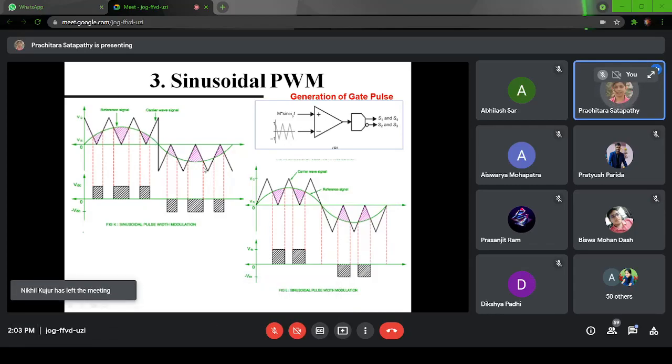Similarly for all the cases, here also it is the same. The only difference is that for the triangular wave, the starting point is 0. But here also, whenever the sine wave is more than the triangular wave, we are getting a pulse.